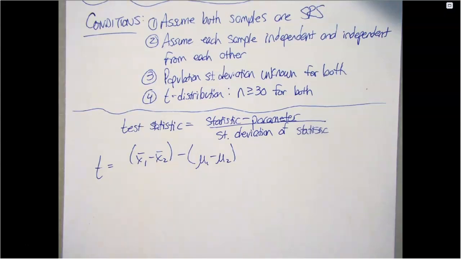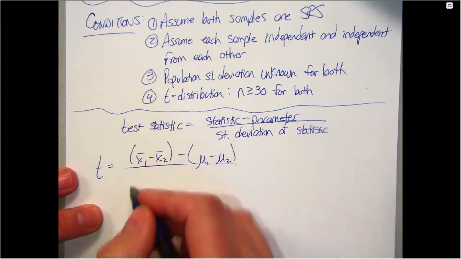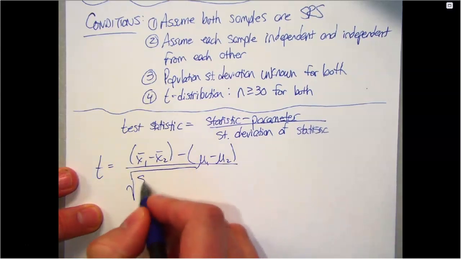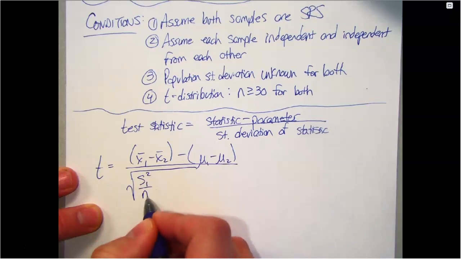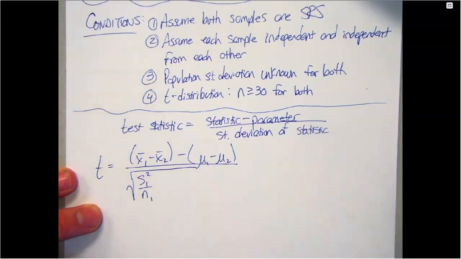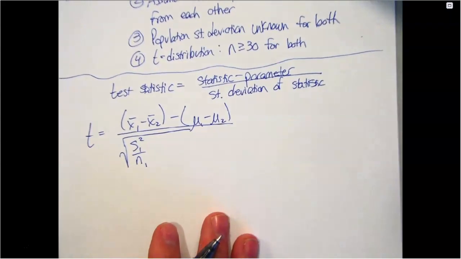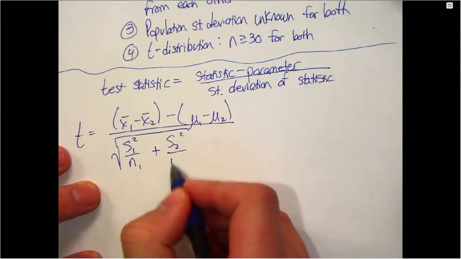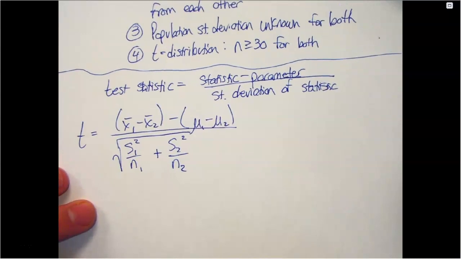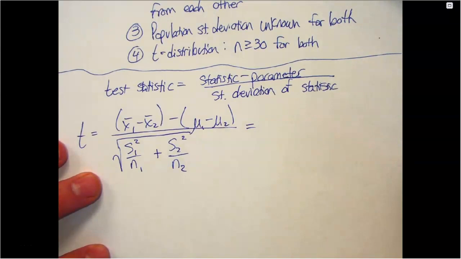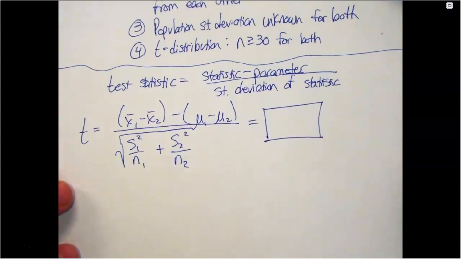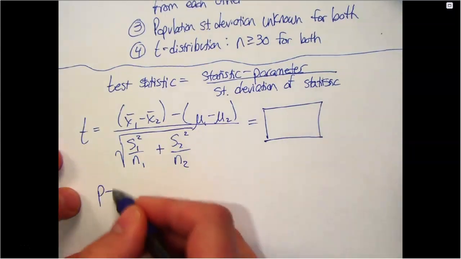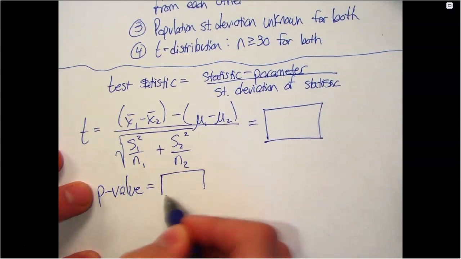These are different. And then the standard deviation of that statistic is the standard deviation of the first one squared over the sample size of the first one, S1 squared over N1, plus S2 squared over N2. And then the t-value. Your calculator will also give you a p-value.